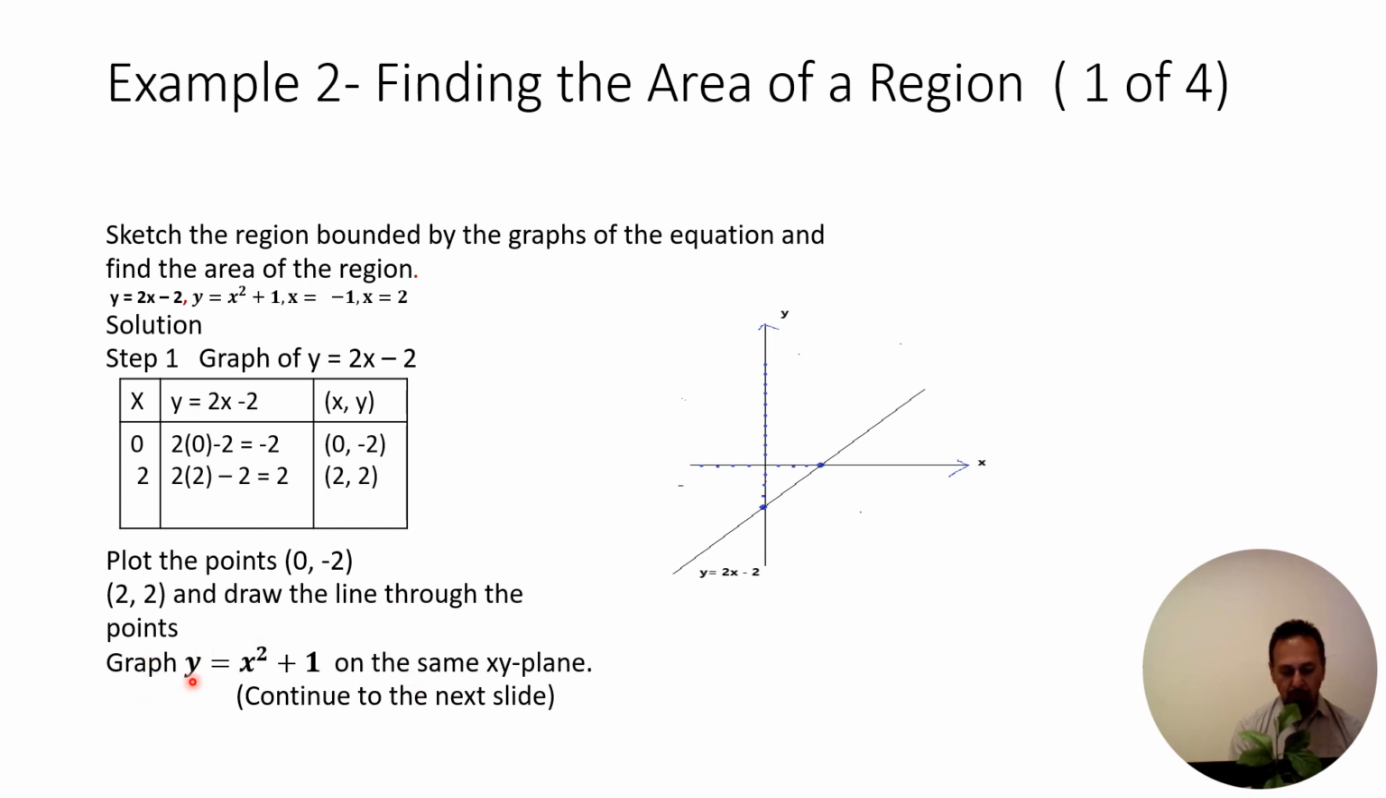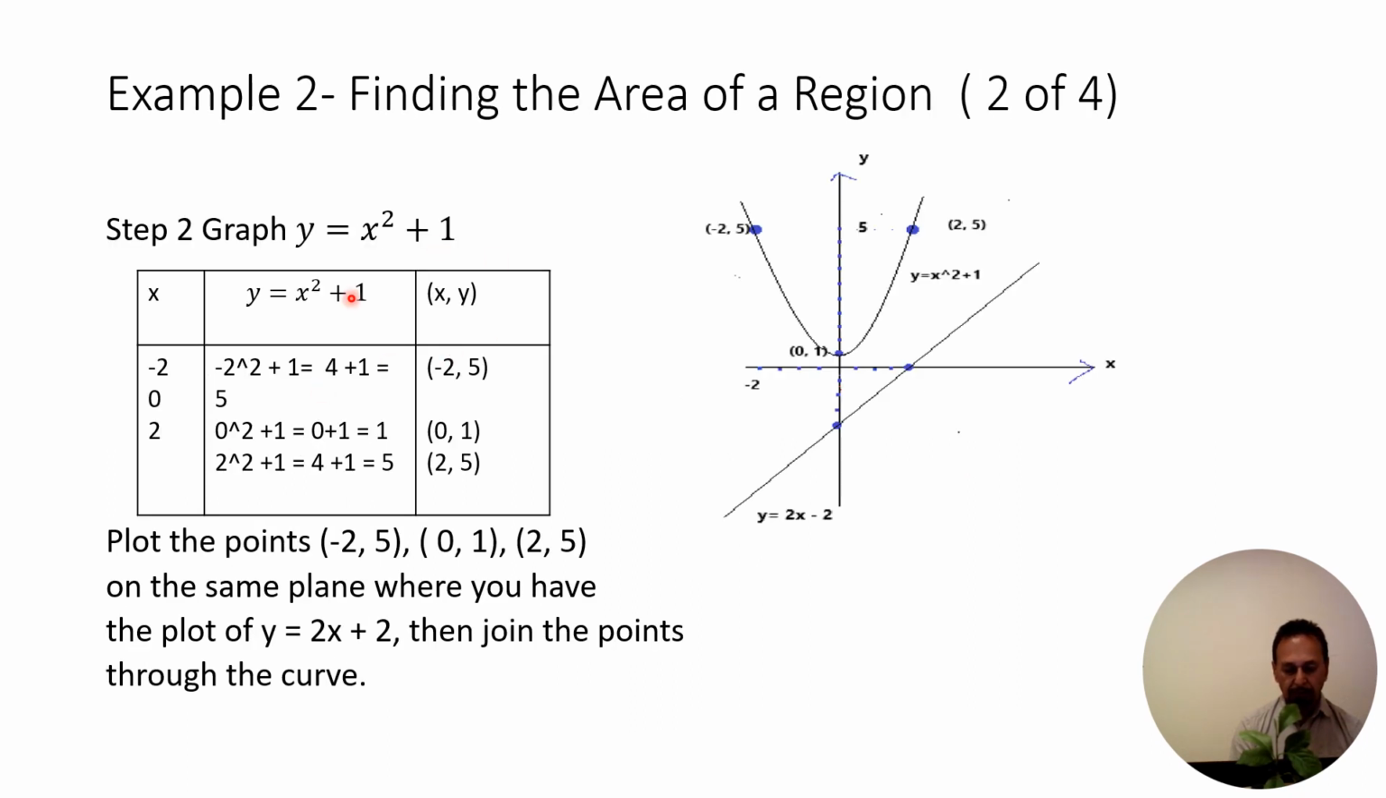Now we graph the second equation, y equals x squared plus 1, in the same xy plane. We can create another table, and remember this is a quadratic function and the domain is all real numbers. So you can pick negative, 0 and positive. Let's pick negative 2 and substitute. Negative 2 squared plus 1 is 4 plus 1. Remember, when it's squared and negative, it becomes positive. Don't forget that. So we have the point negative 2, 5.